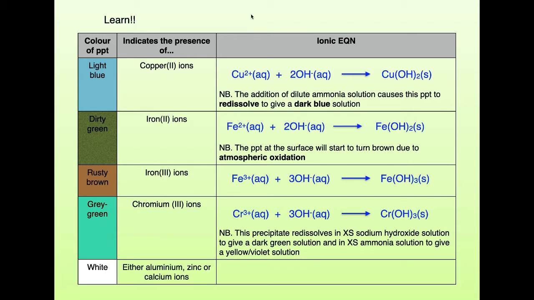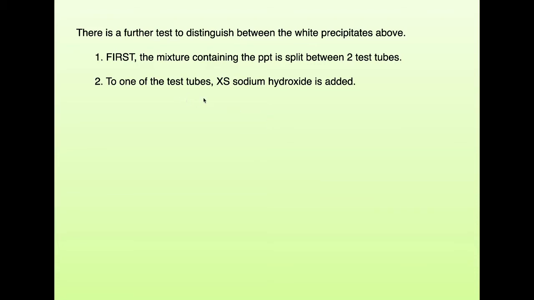And finally, if you get a white precipitate, then you could have aluminium, zinc, or calcium ions. And there's an example of the ionic equation. In the case of aluminium, it would be Al³⁺, wouldn't it? And Al(OH)₃. So we have to work out how we're going to distinguish between these white precipitates. So what do we do? Well, first, the mixture that we have the precipitate in is split between 2 test tubes. To one of the test tubes we add excess sodium hydroxide, and to the other one we add excess ammonia solution.